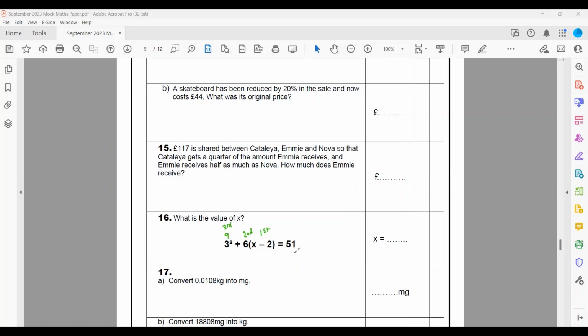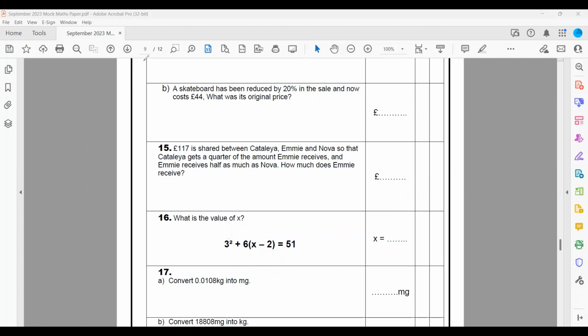Okay, so going in reverse, starting with 51, instead of adding 9, we will take away 9, which will give us 42. Instead of timesing by 6, we will divide by 6, which will give us 7. And instead of minusing 2, we will add 2, which will give us 9. So we're walking our way back through the question doing the inverse. So here, x is 9, and we can try that by putting x in here. So 9 take away 2 would be 7. 6 times 7 would be 42. And 9 plus 42 will give us 51.